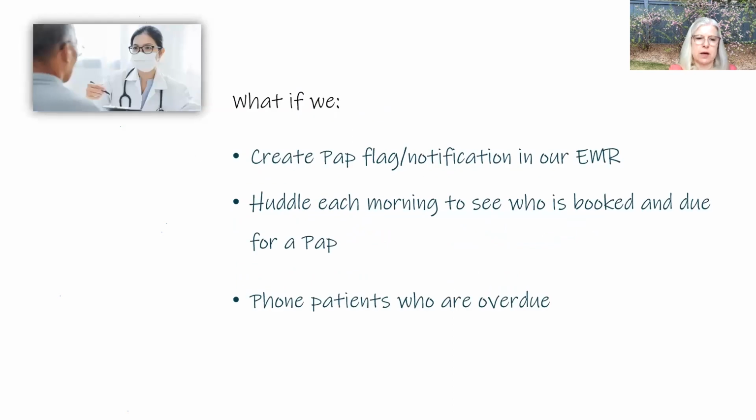And then this is going back to our pap smear results. So these are 3 theories of changes that might result in an improved pap smear result percentage. So we could create a PAP flag or notification in our EMR that shows all patients that are overdue for a pap smear. Or we could huddle each morning to see which patients are booked to come in for other things and who's due for a PAP, and can we do the PAP when they're here. Or we could phone all the patients who are overdue.